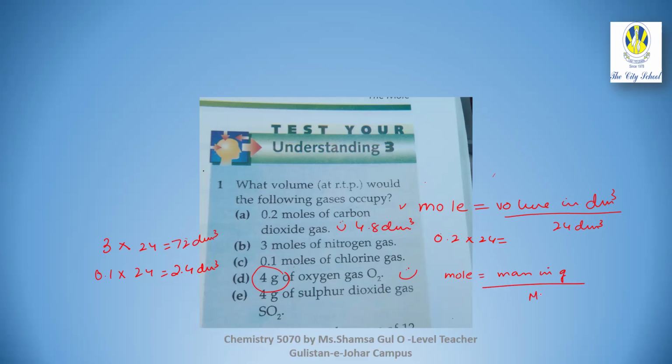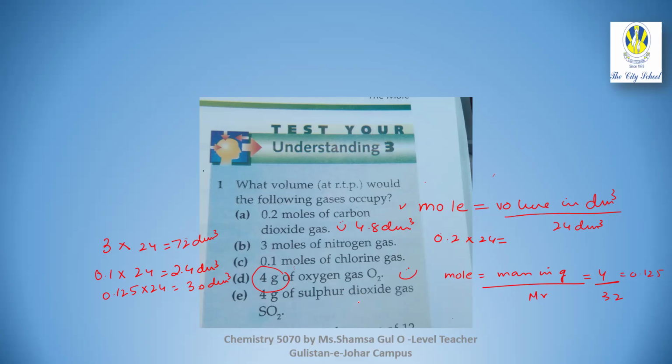Mass in grams is 4, divided by the Mr of oxygen, which is diatomic, that's 32. So we get 4 divided by 32, which is 0.125. Then 0.125 into 24 decimeter cube. Well done. So we'll get 3 decimeter cube, right? Great.